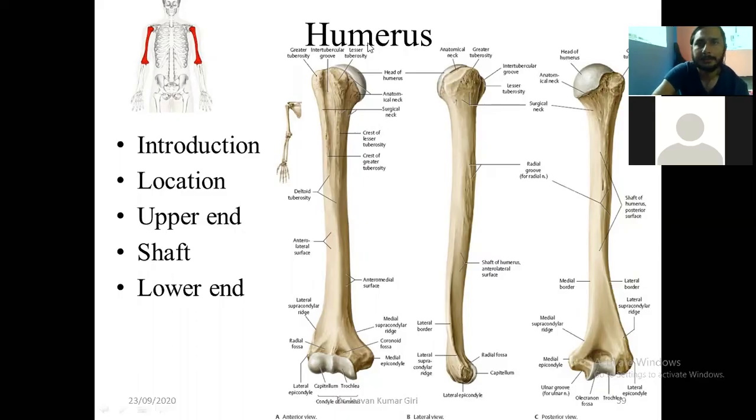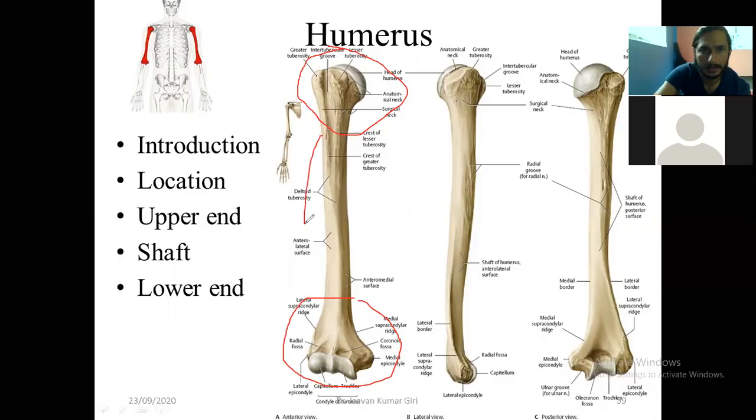Now see here. So this portion is the upper end, and this portion is the lower end, and the middle prism-like structure, this is the shaft. So we'll read under these three headings. We'll read the features in the upper end, the features in the shaft, and the features in the lower end.